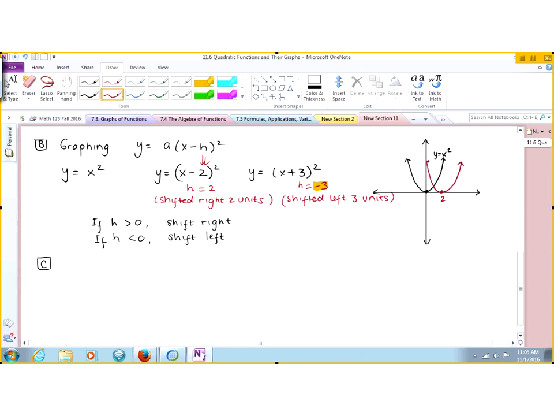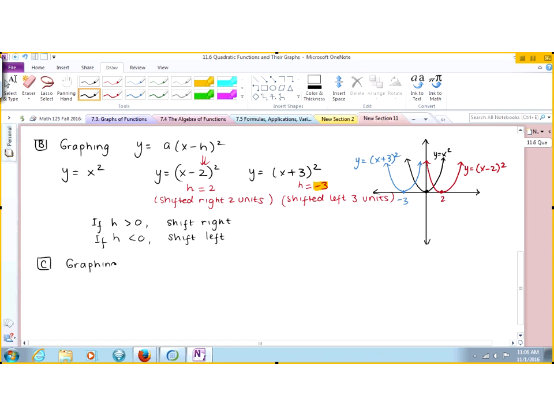It has to be the same shape, okay? Because the shape doesn't change, only shifts, like if you move it. So this is y equals (x minus 2) squared, which means you shift right 2 units. And what about the other one? Negative 3. So this is y equals (x plus 3) squared. Yay or nay? Okay.